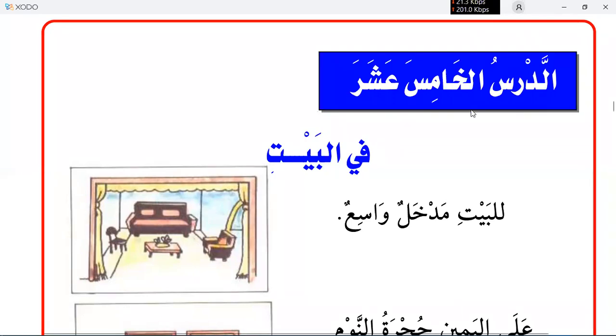Okay, the fifteenth lesson. في البيت, at home. للبيت, for the house. مدخل, entrance. واسع, spacious. للبيت مدخل واسع. The house has a spacious entrance, or wide entrance, you can say as well.